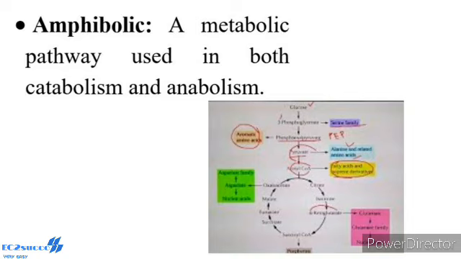The citric acid cycle is the final common pathway for oxidation of fuel molecules like amino acids, fatty acids and carbohydrates. Therefore, the respiratory pathway is an ambibolic pathway.